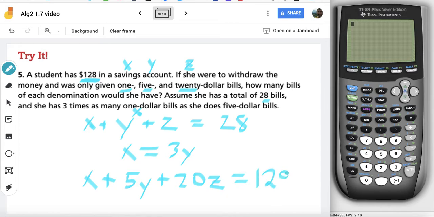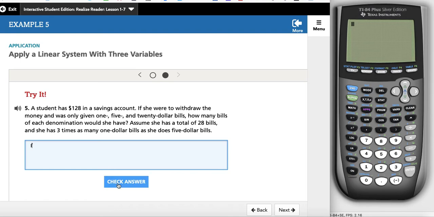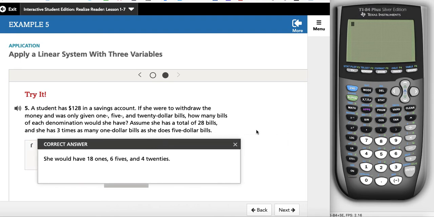I'm going to speed this up right now. I'm not going to type it in because we've already had the video go for a while, but you should be able to take this system of equations, come up with the augmented matrix, type in the augmented matrix, and then find the RREF for it, and that should tell you the number of $1 bills, the number of $5 bills, and the number of $20 bills. Go ahead and figure that out. Come back and I'll show you the answer. The answer is, she'd have 18 ones, 6 fives, and 4 20s.